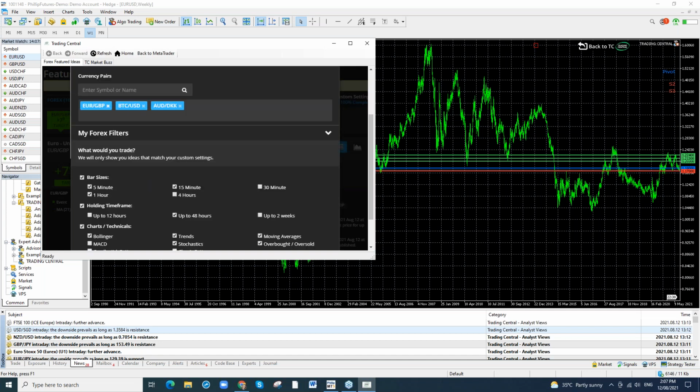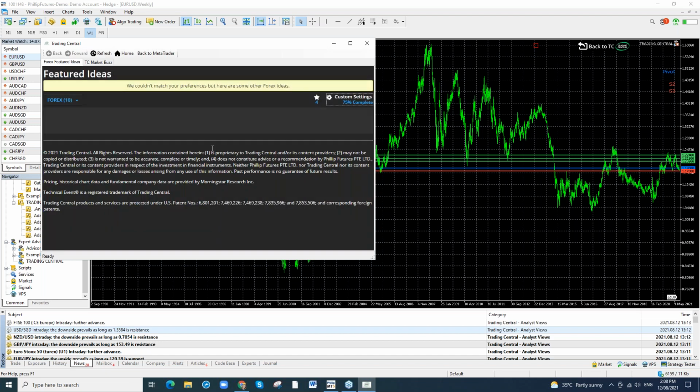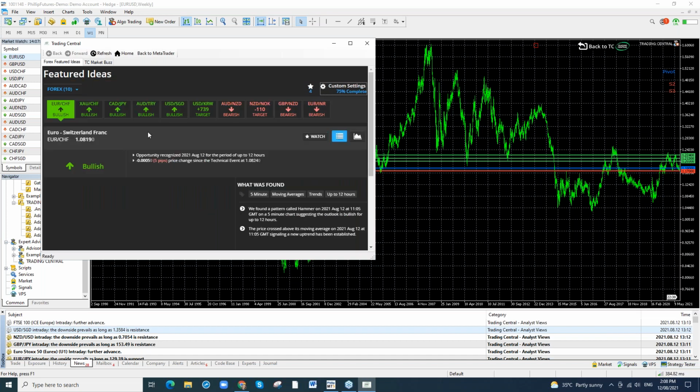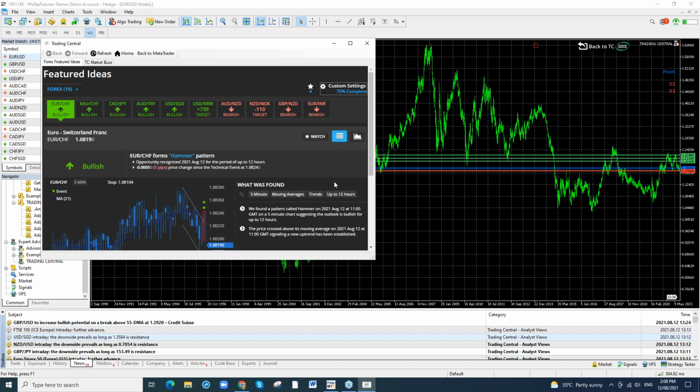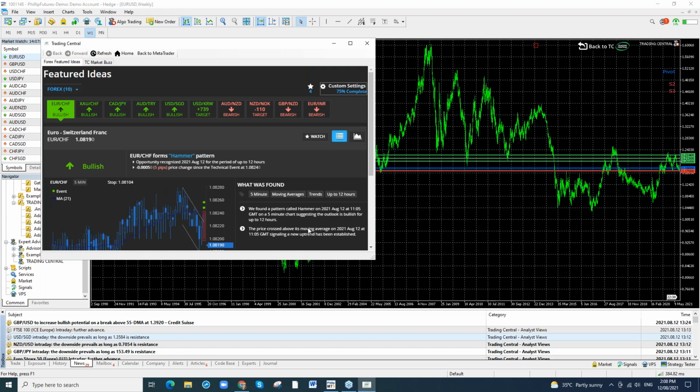For example, put what kind of bar sizes you're looking for, holding time frames, and which exact technical indicators you're interested in. This tool will search for the 10 best bullish and bearish ideas. It's based on technical events and pure technical analysis. It will find the specific events and show them on the chart. So if you are looking for trading ideas, you could come to this tool.